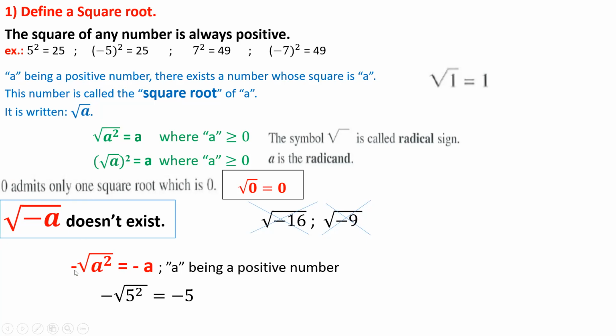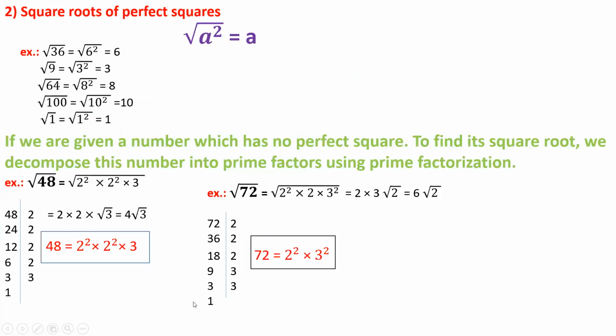Now, if I have minus radical A squared, the square cancels the radical. Since the minus is outside, I keep it, and radical A squared is A. For example, minus radical 5 squared, the square cancels the radical, and my answer is minus 5.